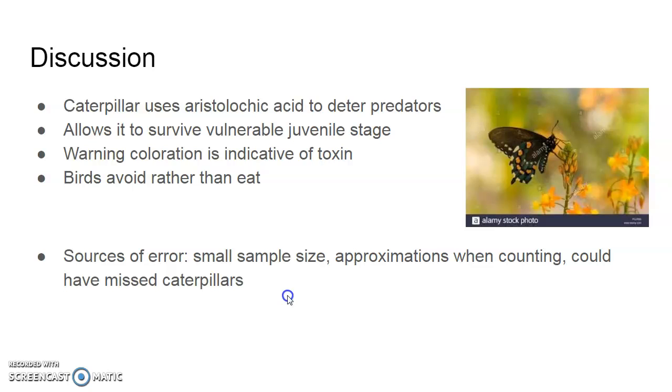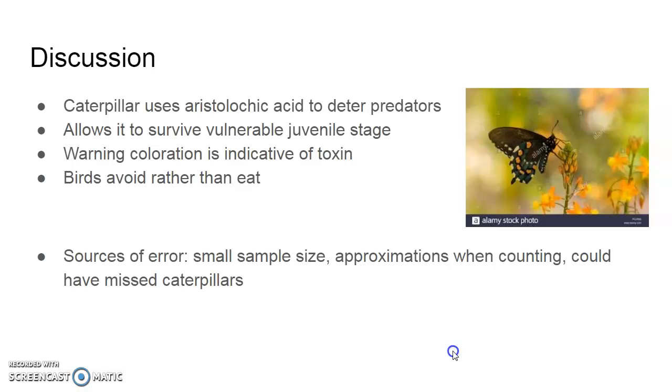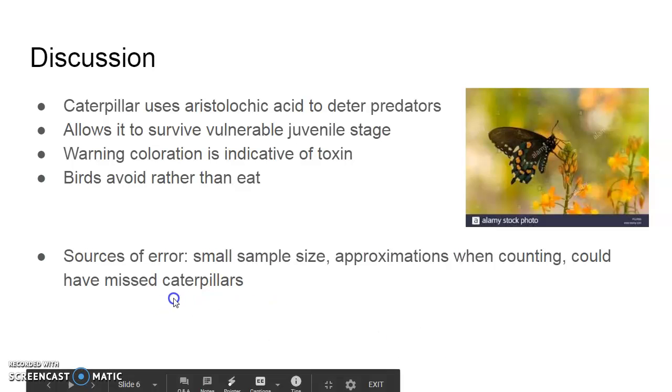Possible sources of error in this study were the sample size. I did my best to do quite a few plots, but the starlings were kind of hard to find, and so that could be a possible source of error. And then while they flew away, they were kind of difficult to count, but I did my best, and I could have missed caterpillars while I was searching for them.